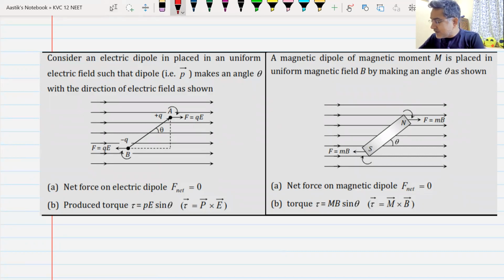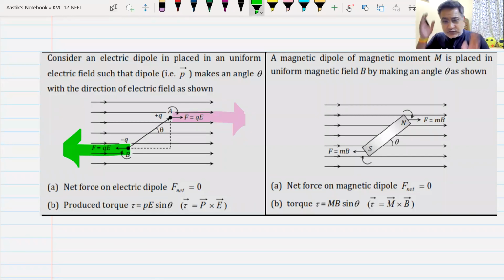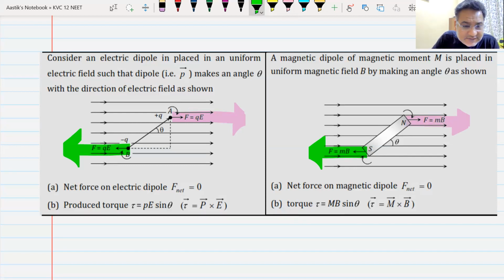On the electric dipole, there is one force QE acting in this direction, but there is an opposite force QE in this direction. These two forces cancel each other out, and therefore the net force is zero. But these two forces make a couple, and therefore the torque is not zero. But when the dipole is straight, horizontal like this, the force as well as the torque is zero. Same thing happens here. One force is in this direction, one force is in this direction. Net force is zero, but the torque is not zero. Do we understand this? Please note this down.